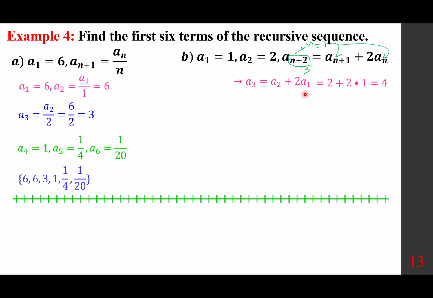Let's find a sub 4. A sub 4 must be the previous one plus 2 times the one before that. A sub 3 plus 2 is sub 2. So that must be 4, and then 2 times 2 gives us 8.